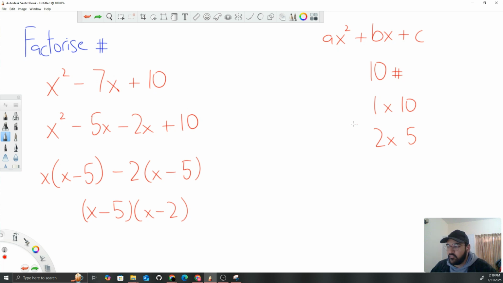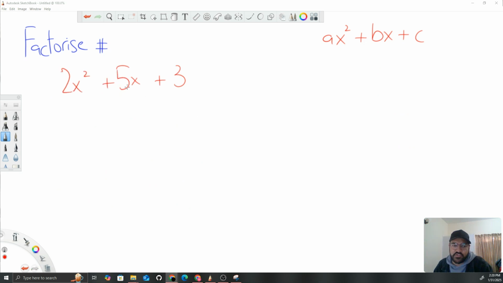And let's just try one more question. I'll just copy the question over here. So the next question that we have got over here is a bit different. What we're going to do here is the value of A is actually not 1 in this case. So you're going to first of all find the product of A and C. That's going to give you 2 times 3. So 2 times 3 is how much? 6.